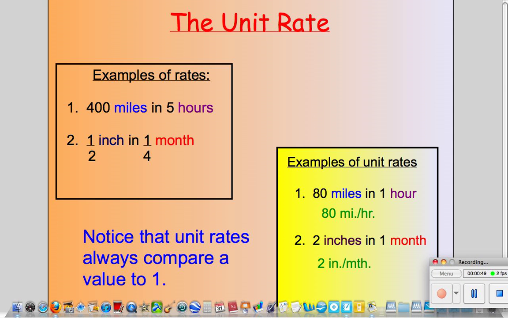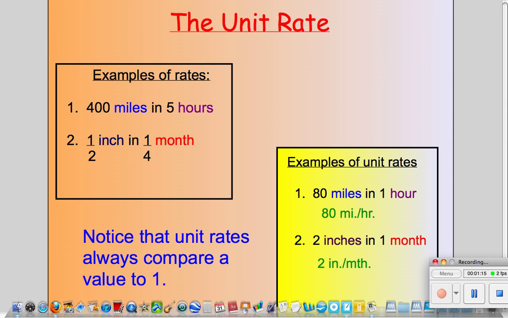That's a rate. Now, if we look in the yellow box, what I've done is I've taken those rates from our first two examples and I've calculated the unit rate. And when you look at the rates in the yellow box, you should notice that the second part of the rate is a 1. For example, 80 miles in 1 hour. That's a unit rate because the second part of the ratio is 1. And that's really what we need to do.